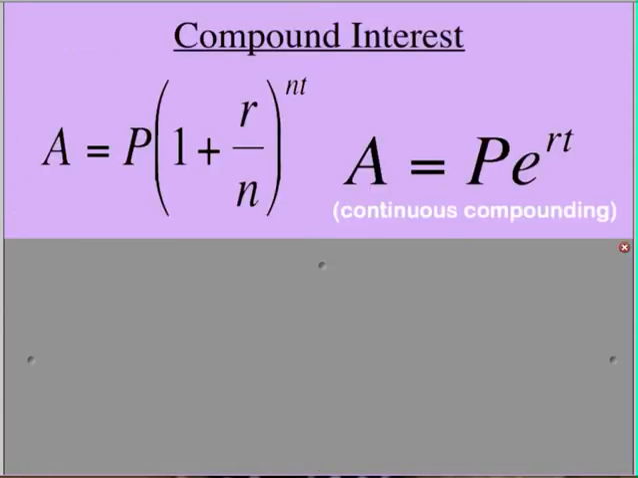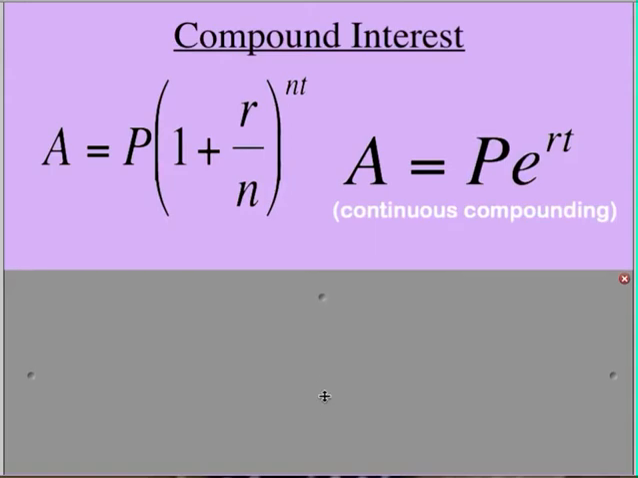Another exponential growth or decay is called compound interest. Now in Algebra 2, you should have learned the formula on the left, P times 1 plus r over n to the nt. On the right now is a new one called A equals PE to the RT, and that's called PERT, and this is used for continuous compounding.